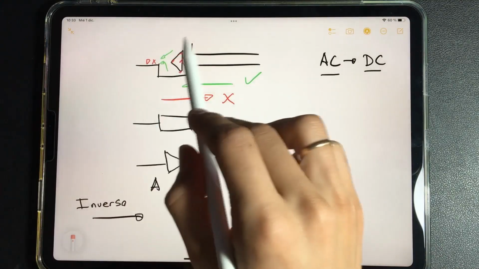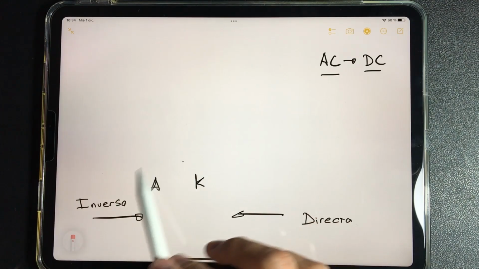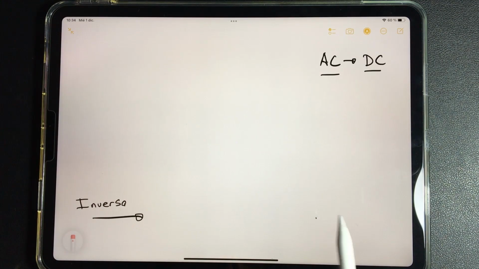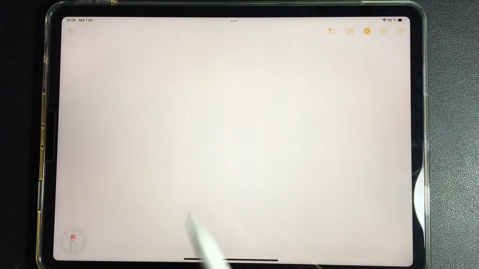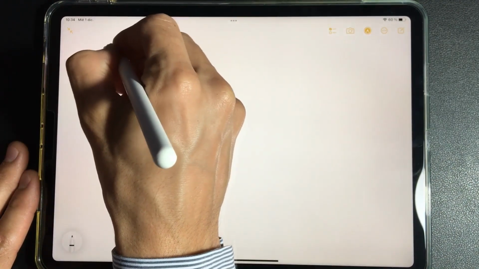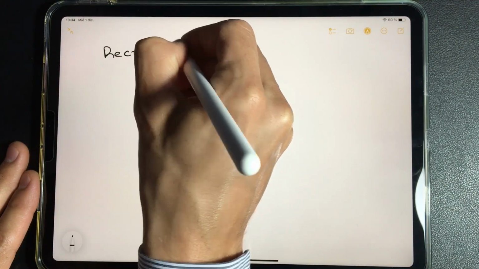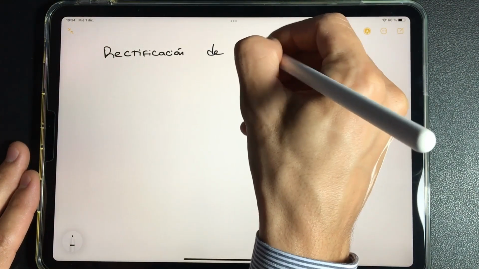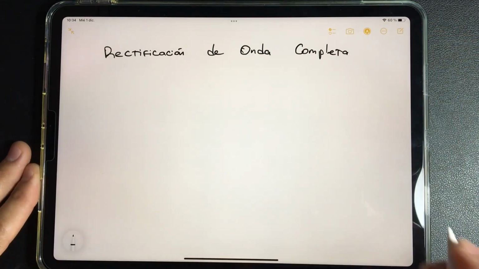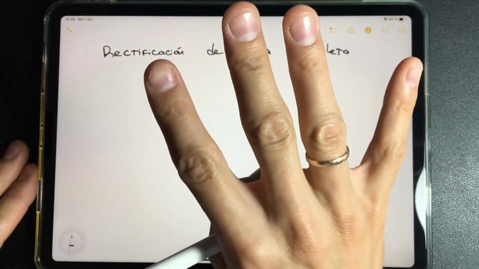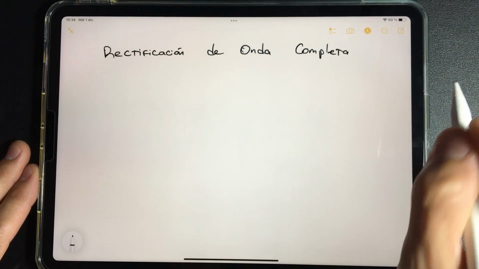Okay, let's clean up our electronic whiteboard. And now we are going to talk about full wave rectification. What do we mean? Don't worry, you will understand very well. Now let's talk about full wave rectification. With 4 diodes, we are going to transform alternating current to direct current.